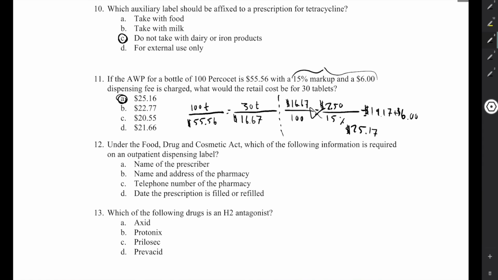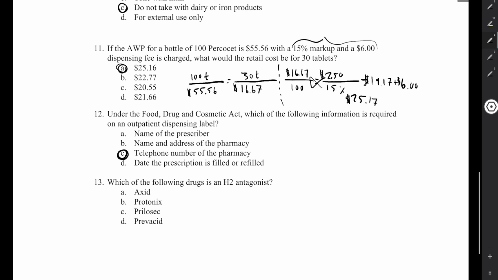All right, so the last two. Under the Food, Drug, and Cosmetic Act, which of the following information is required on an outpatient dispensing label? Is it A, number of the prescriber, B, name and address of the pharmacy, C, telephone number of the pharmacy, or D, date the prescription is filled or refilled? The answer is going to be C, telephone number of the pharmacy. All right, the last one. Which of the following drugs is an H2 antagonist? Is it A, Axid, B, Protonix, C, Prilosec, or D, Prevacid? The answer for this one is going to be A, Axid.